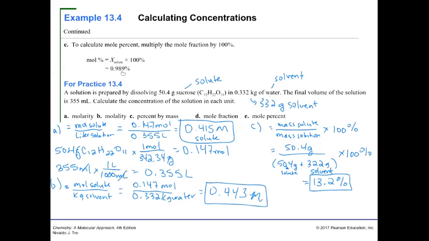And then part D was to get the mole fraction. So the mole fraction is where you have the moles of the solute, which we already calculated, divided by the total moles, which we do not know yet.